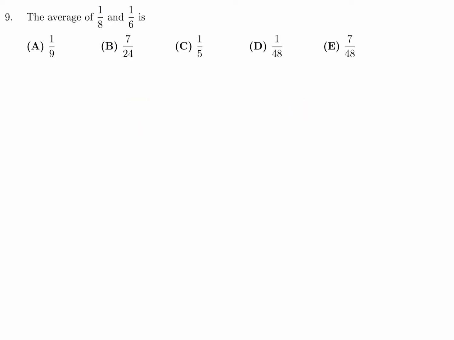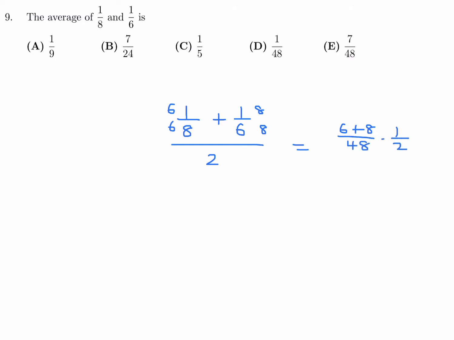The average of an eighth and a sixth. You take the two numbers, you add them, and divide by 2. So that's going to be common denominator, 6 times 8, so 6 over 6, 8 over 8. So that's what? 6 plus 8 over 48. Invert and multiply by 1/2. So that's 14 over 48 times 1/2. And that becomes 7 over 48. Number 9, the answer is E.